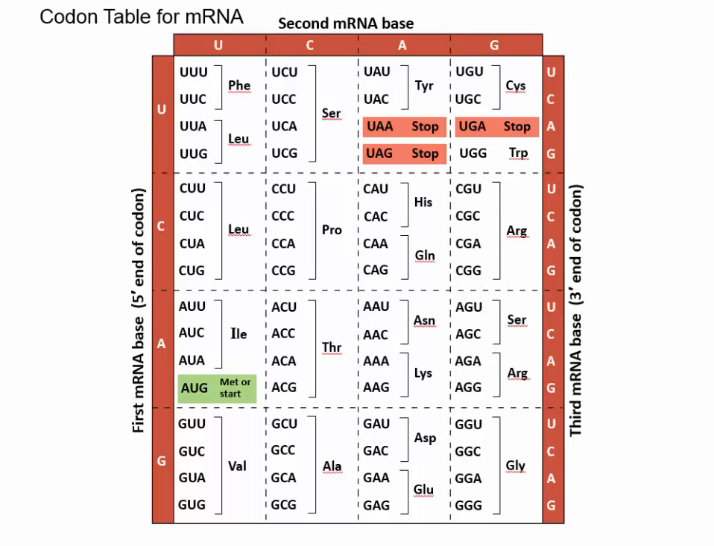Here is a codon table for messenger RNA. And so you can see the start codon in green and the 3 stop codons in red. And then all the codons that are coding for the various amino acids.